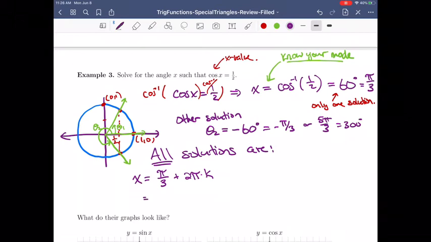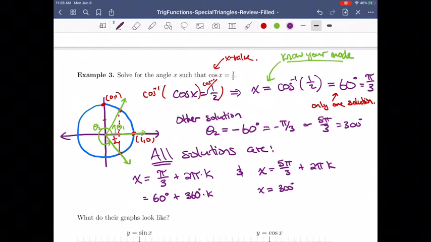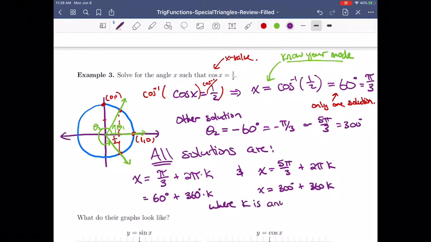So if you want to do this in degrees, it's going to look like 60 degrees plus 360 degrees times k. So I have to do a full rotation. Okay, now I want to do this for my other one as well. So it's 5 pi by 3 plus 2 pi times k, or in degrees, it's 300 degrees plus 360 k, where k is any integer.